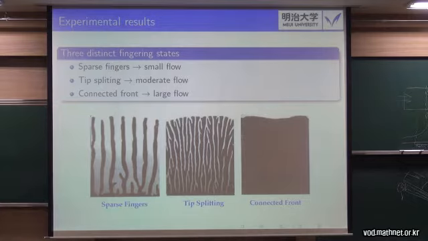So in the first picture here, suppose we have a very critical amount of low oxygen supply, the fingers will start propagating as sparse fingers that are distantly spaced. If we increase the supply of oxygen, then the tips of the fingers will start splitting in this way. As we increase the supply of oxygen further, we have a connected front.